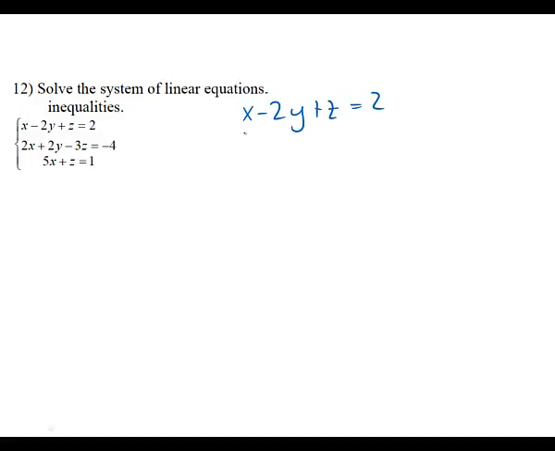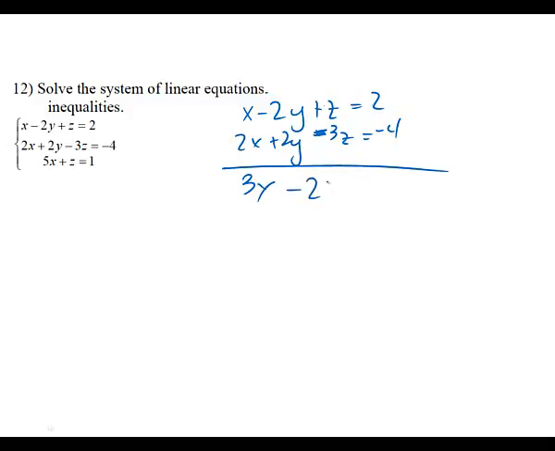Plus z equals 2, 2x plus 2y minus 3z equals negative 4. All right. X plus 2x is? 3x. Z minus 3z is? Negative 2z. Equals negative 2. All right. Looking at what I have left here, I could probably eliminate the z. What would I have to multiply this one by?